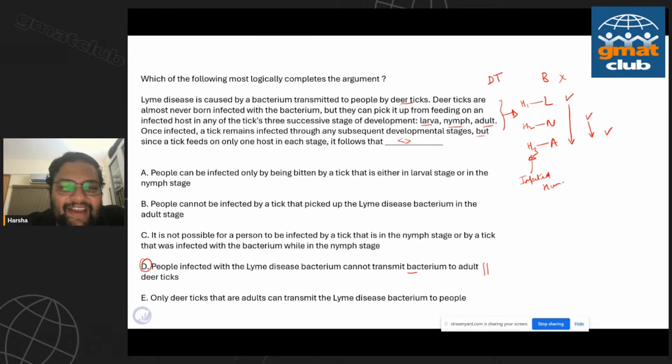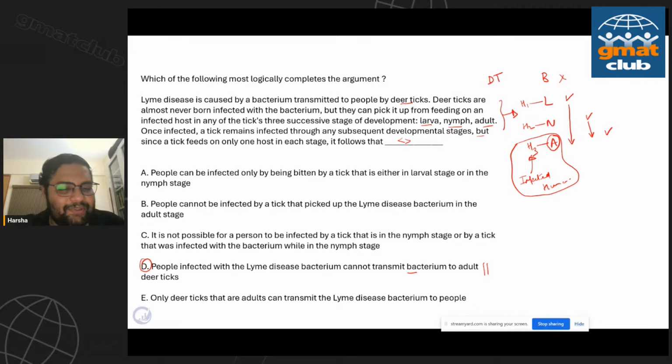This is possible, right? And maybe this infected human can absolutely infect the deer tick at this stage. There is nothing in the passage which says that a scenario like this is not possible. Those of you who chose choice D, have I convinced you that choice D does not make as much sense? People infected with the Lyme disease bacterium, so human beings, cannot transmit this bacterium to adult deer ticks. But what if there is a free-from-infection deer tick that reaches the adult stage and the host is a human?